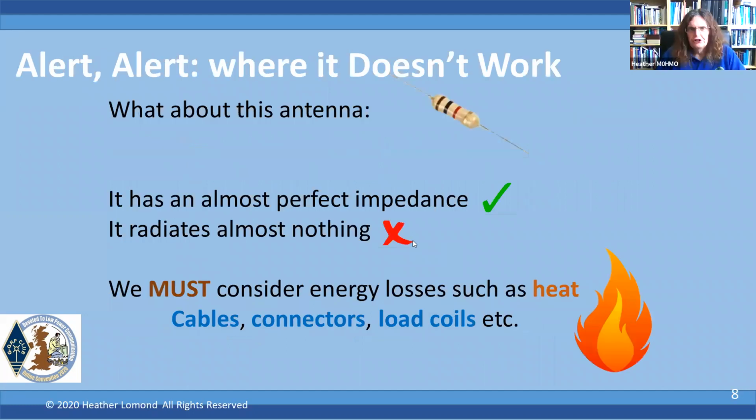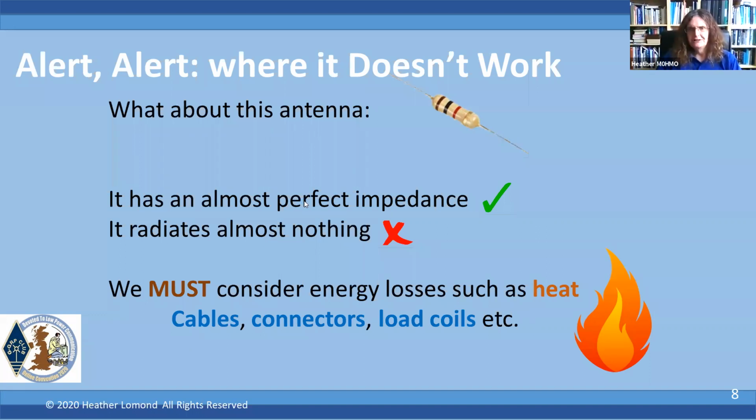So the first alert: when you use an antenna analyzer, it might tell you you've got a perfect match. And what you might actually have is just a resistor on the end of your coax, which has perfect impedance match and radiates not at all. And you also need to worry about all your losses in the system, which you won't be able to tell where they are. So you need to consider your cables, connectors, load coils, and everything else where your precious RF energy is going into heat.